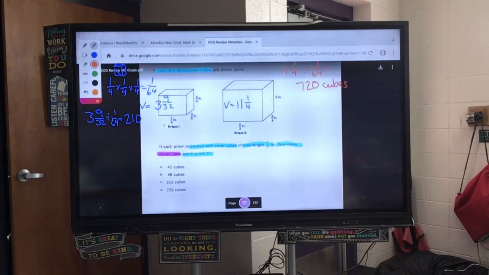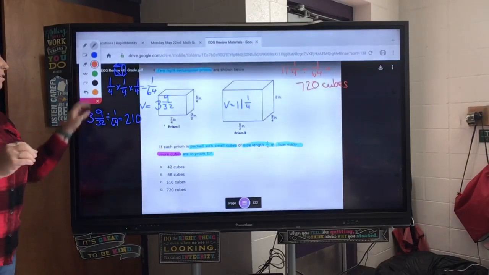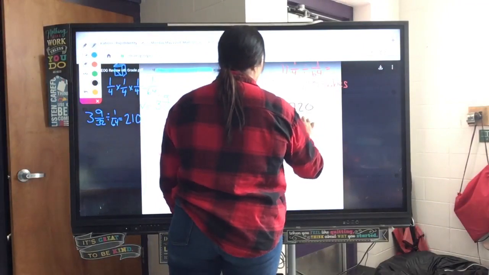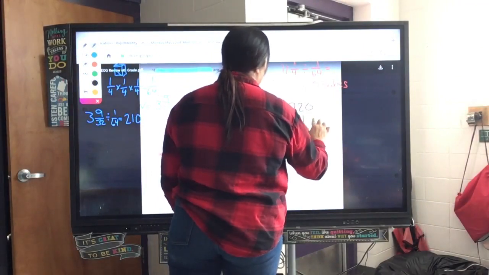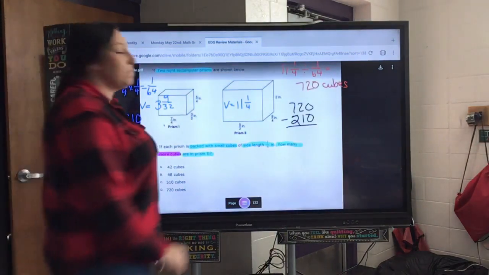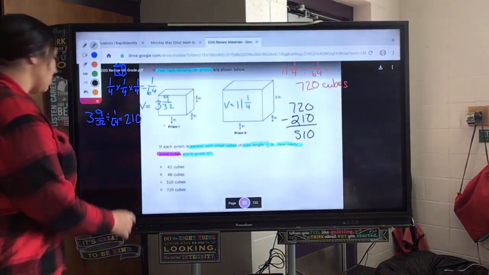Emma? The question asks how many more cubes are in prism 2? Yes. So what do we have to do with 720 and 210? Olivia? Yes, we do. So go ahead and do 720 minus 210. And what do you get? Troy? 510. And that is your answer.